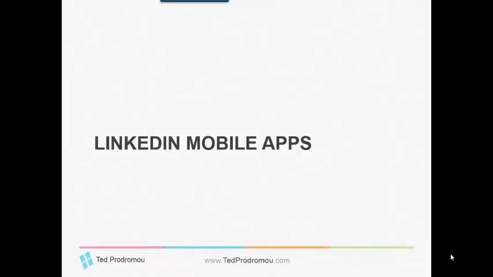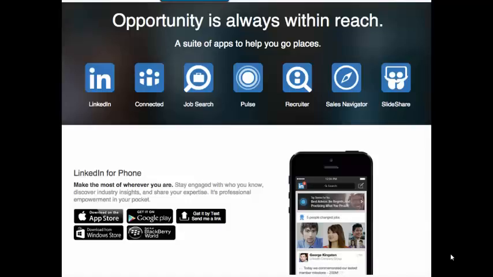LinkedIn has a variety of mobile apps, and they don't just have one big bulky app that does a lot of things. They have very, very specific apps for different purposes. Let me show you some of them. So here, this is LinkedIn for the phone, for the iPhone and Android. You can get it in the app store and Google Play, and it runs on Windows and BlackBerry also. So this is the main app for LinkedIn, and it gives you access to your basic LinkedIn dashboard.